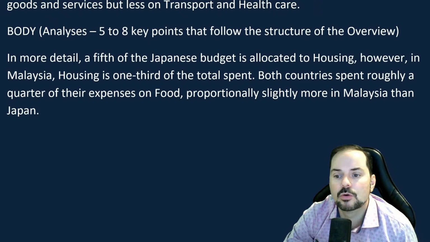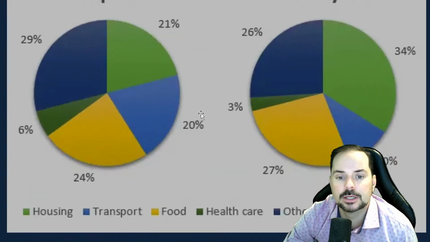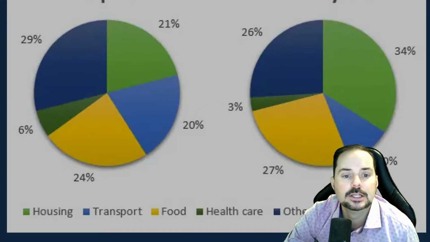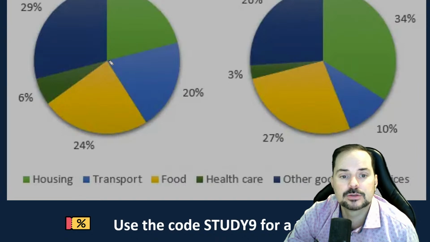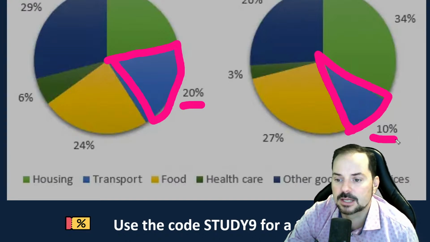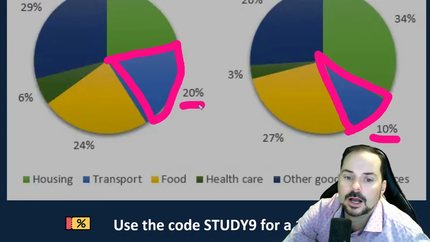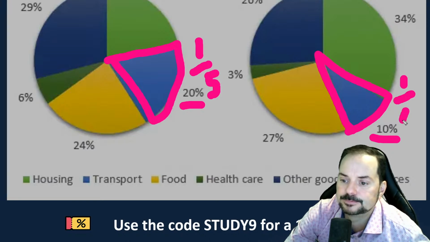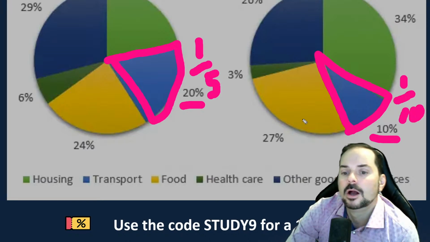So let's go on to the next one, which is transportation, because transportation is interesting for us, right? So here we have transportation for Japan at 20%. And here we have transportation for Malaysia, which is 10%. Okay. As we've discussed, 20% is a fifth. And we don't need to be a math genius. We can see that Malaysia is a tenth, right? 10%, 1/10. What's the difference?